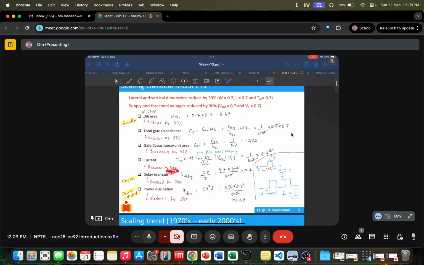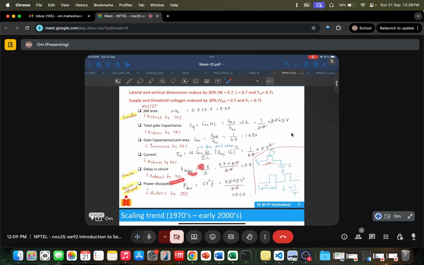Current reduces by 30%, and delay in circuit, T delay, which is CV by I, everything here reduces by 0.7. So delay in circuit is reduced by 0.7 times, so 30% less delay. Power dissipation reduces by 50%. It's CV square by delay, right? So 0.7 into 0.7 into 0.7 by 0.7, which is 0.49. So power dissipation reduces by 50%.